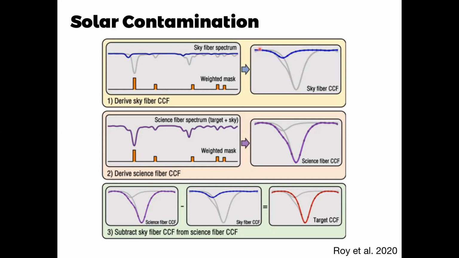This blue component, you can estimate by doing a CCF between your mask, say a solar spectrum mask, with the spectrum you took from the sky fiber. And then your science spectrum, which is a combination of your target plus the sky, will give you this purple CCF, which is biased. And you just simply subtract the sky CCF from your total CCF, and then you have your target CCF, right? This is a way of eliminating the bias by using a sky fiber.